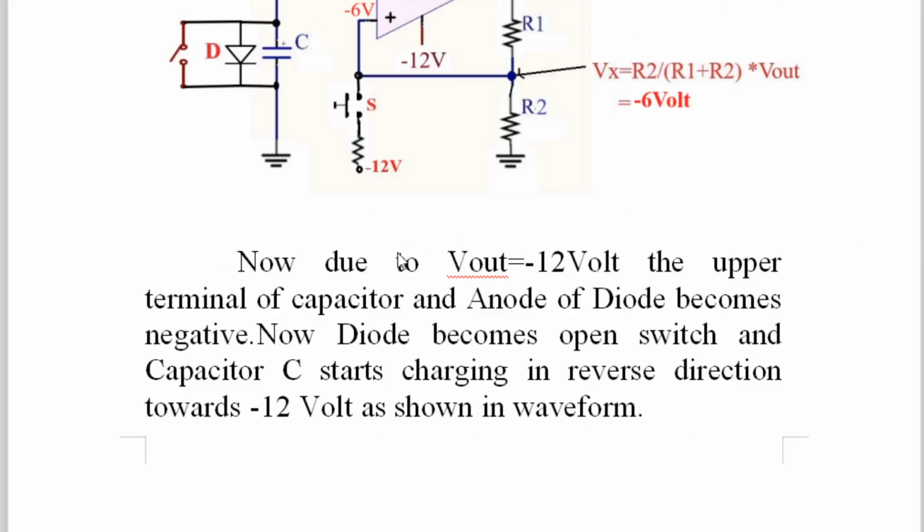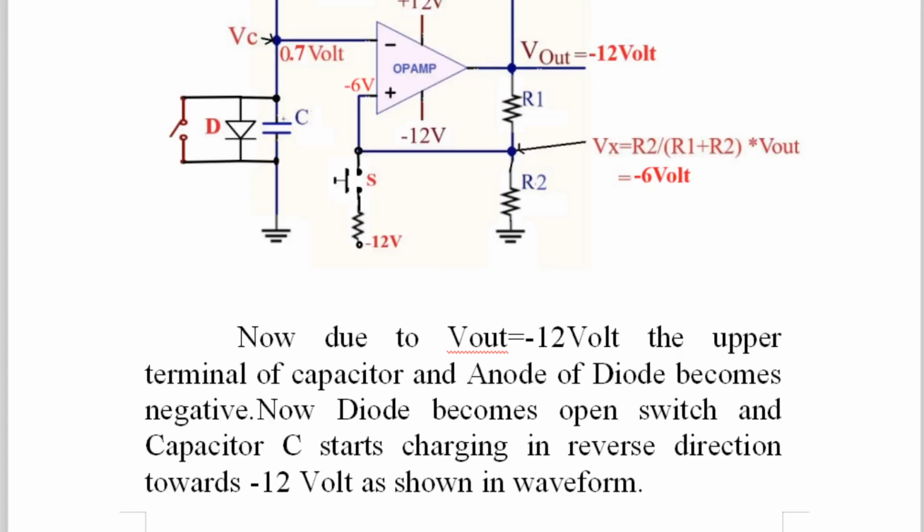So here you see, now due to Vout equal to minus 12 volt, the upper terminal of the capacitor and the anode of the diode become negative. Now the diode becomes an open switch and capacitor C starts charging in reverse direction towards minus 12 volt, as shown in the waveform, which I have shown you. So here when this becomes minus 12 volt, what happens? It is written over here. You can stop the slide and read it again and again.